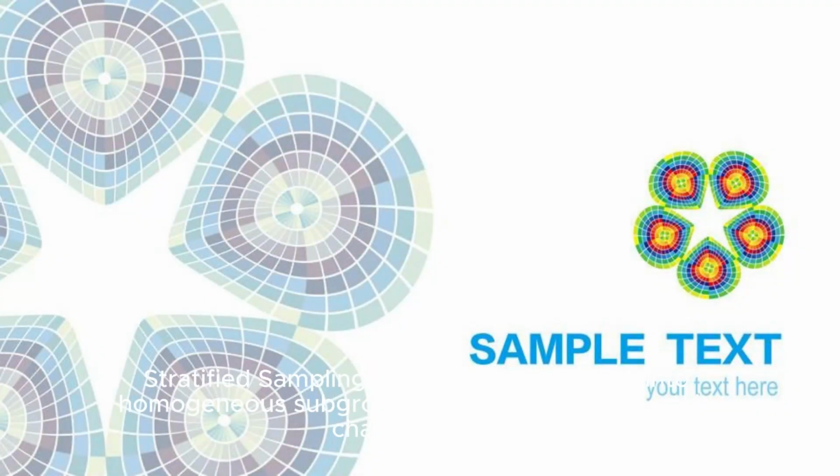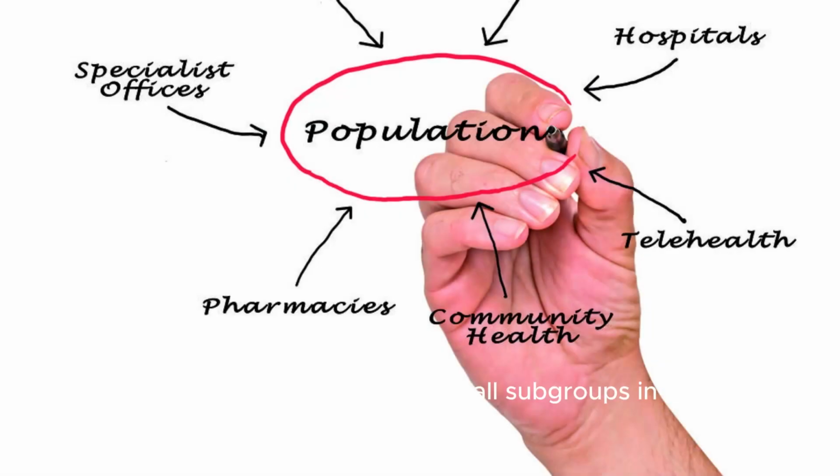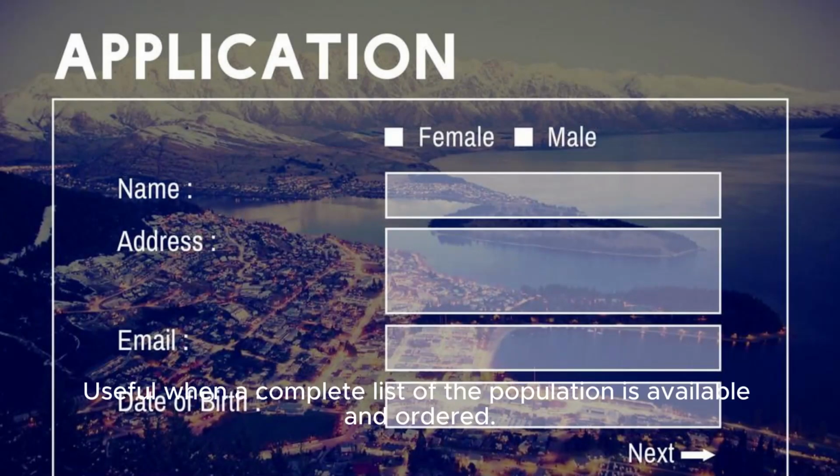Stratified sampling divides the population into homogeneous subgroups, strata, based on certain characteristics. Samples are then randomly selected from each stratum. Ensures representation from all subgroups in the population. Systematic sampling selects every nth member from the population after a random starting point. Useful when a complete list of the population is available and ordered.